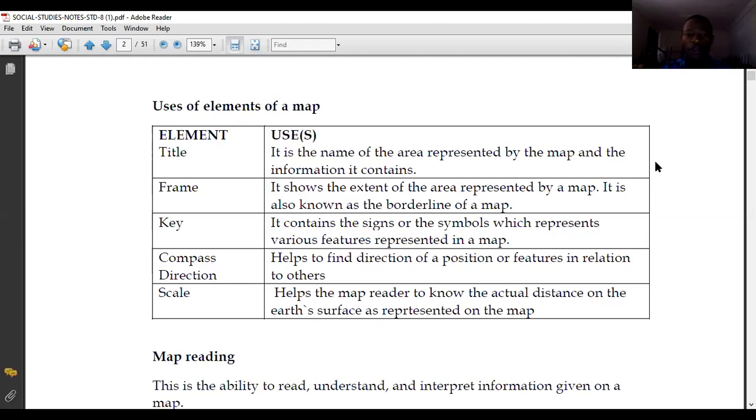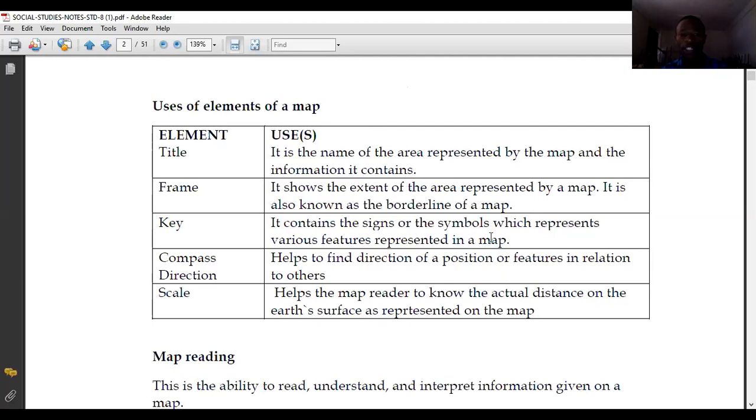and the information it contains. So it is the name of the area. If you're talking about Isli area, that is your title, and then that area must be enclosed in a frame. So what is the use of a frame? It shows the extent of the area represented by a map. It is also known as the borderline of a map.